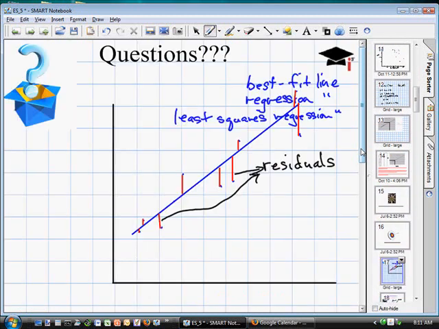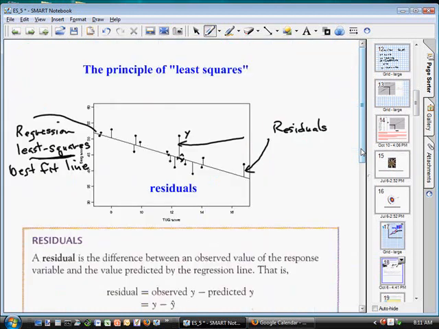We're going to talk a little bit about residuals. First of all, did I make clear what residuals are? Residuals are the distances that each point is from the best fit line. And some residuals are positive, like all of these on the top.